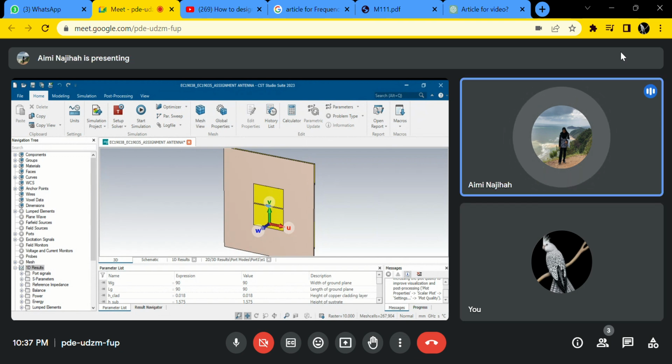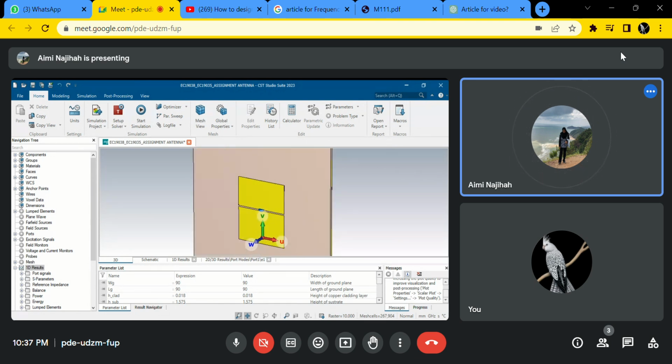Okay, hi. So I'm going to explain about the parameters that we use in our antenna. This is our antenna that we have designed. So firstly, the width and length of the ground plane we set as 90 millimeter. For the height of copper cladding layer, we use 0.018 millimeter. Height of substrates, we use 1.575 millimeter.